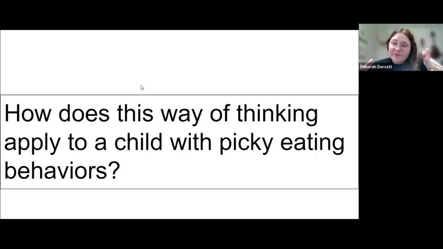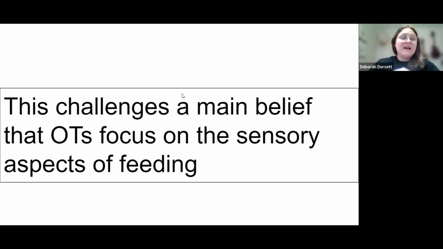But we're going to dive a little bit deeper past the waves of sensory, past the waves of behavior, and reframe this way of thinking. It is going to challenge a main belief that occupational therapists and occupational therapy assistants focus on the sensory aspects of feeding in isolation. It is so much more than that, right?